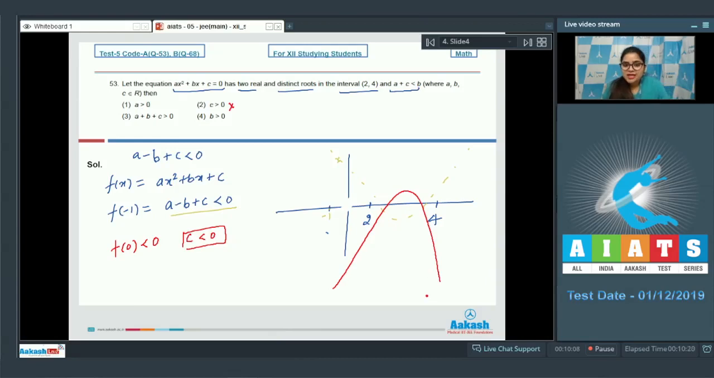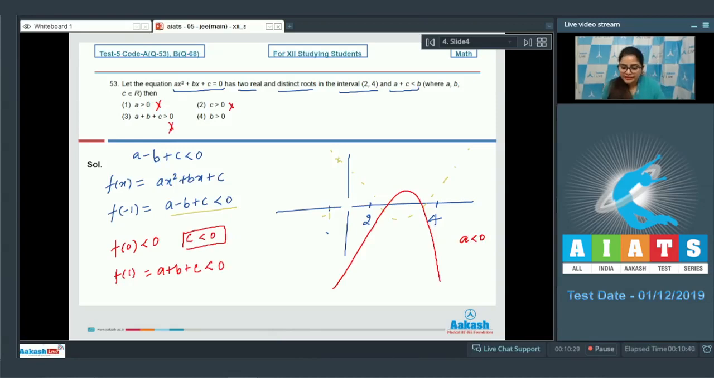Your parabola is downward, so the coefficient of x square is always negative. So option number 1 is also incorrect. Now f of 1 is always negative. So f of 1 is a plus b plus c, which is negative. So option number 3 is also incorrect.